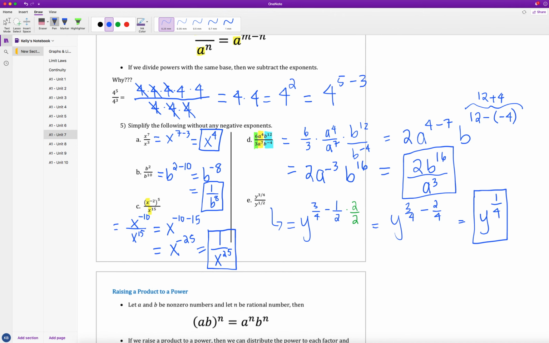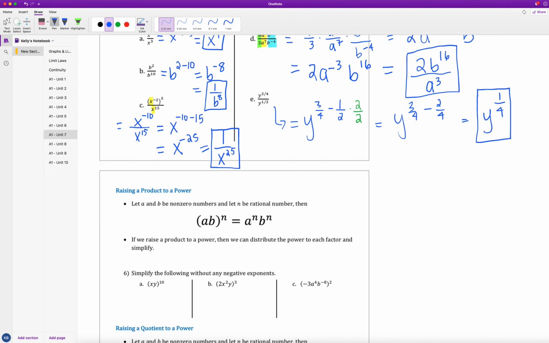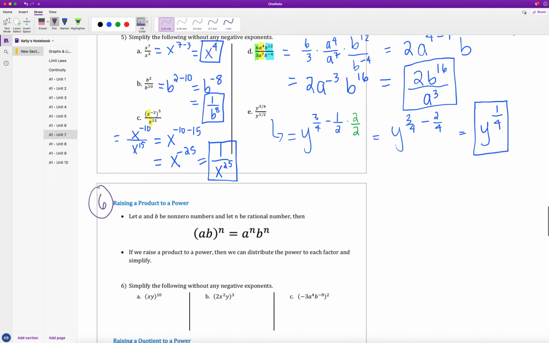Let's look at our sixth rule. What our sixth rule talks about is something that I kind of snuck into a prior problem if you watched the first video of this, but it's what happens when I have a product that is then raised to a power. So in this example, we have two different bases. We have a and b, which are non-zero numbers, and we have our exponent n. So if I have two or more things multiplied, all being raised to that exponent, what I can do is distribute that power to each of those bases from there.